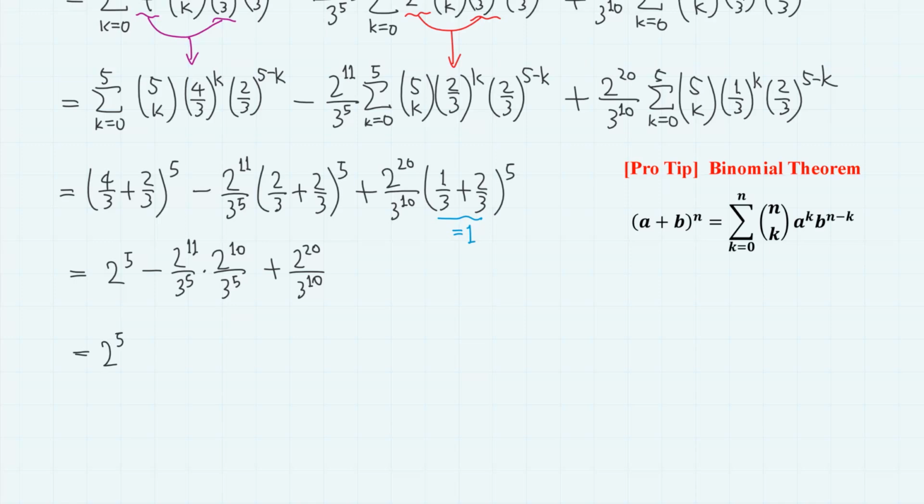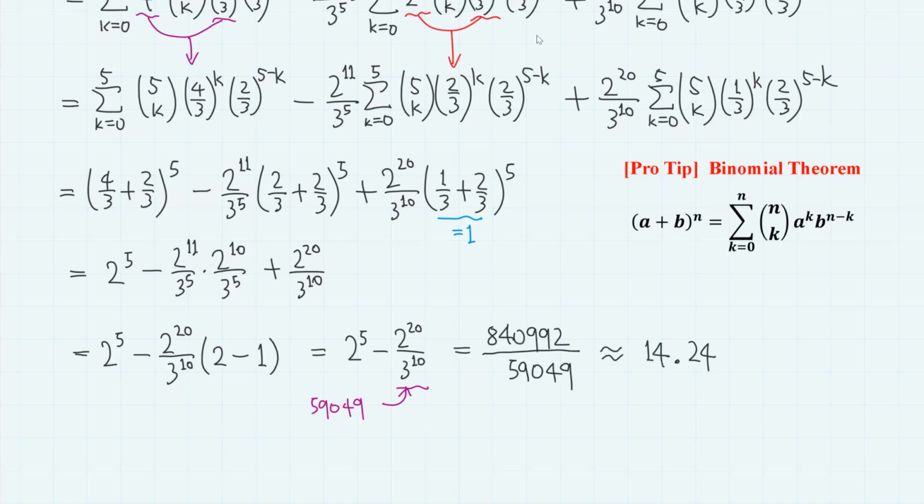So we have 2 to the power of 5, and then we have the common part 2 to the power of 20 divided by 3 to the power of 10, which leaves 2 at the second part, then minus 1 at the third part. So we have 2 to the power of 5 minus 2 to the power of 20 divided by 3 to the power of 10. And I gotta admit, there's no way to easily compute this without computing large numbers such as 3 to the power of 10, which is 59,049 by the way. So I just used the calculator and obtained the result: 840,992 divided by 59,049, or approximately 14.24.